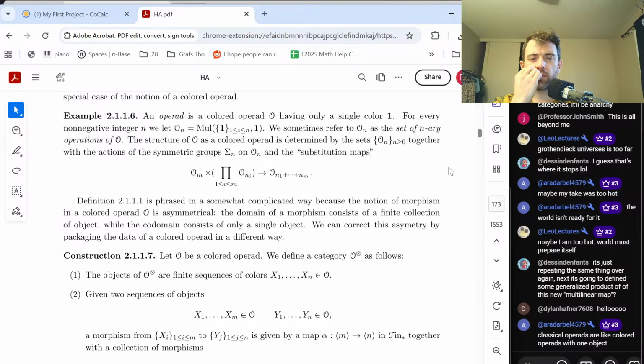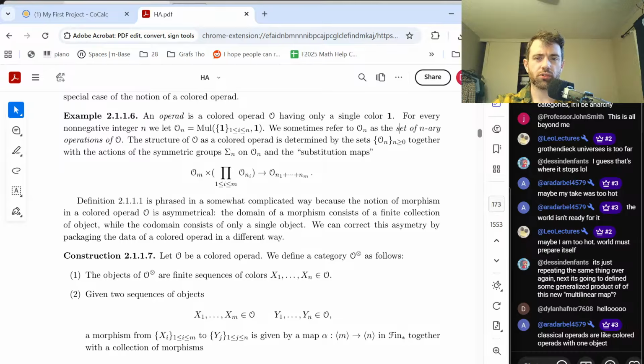Wait, does that mean we have a single object? I see. Okay. Classical operads are like colored objects. Oh, and then Arad happens to say that at the same time. Nice. Okay. I see. Right. And I do actually recall this from definitions we've seen before.